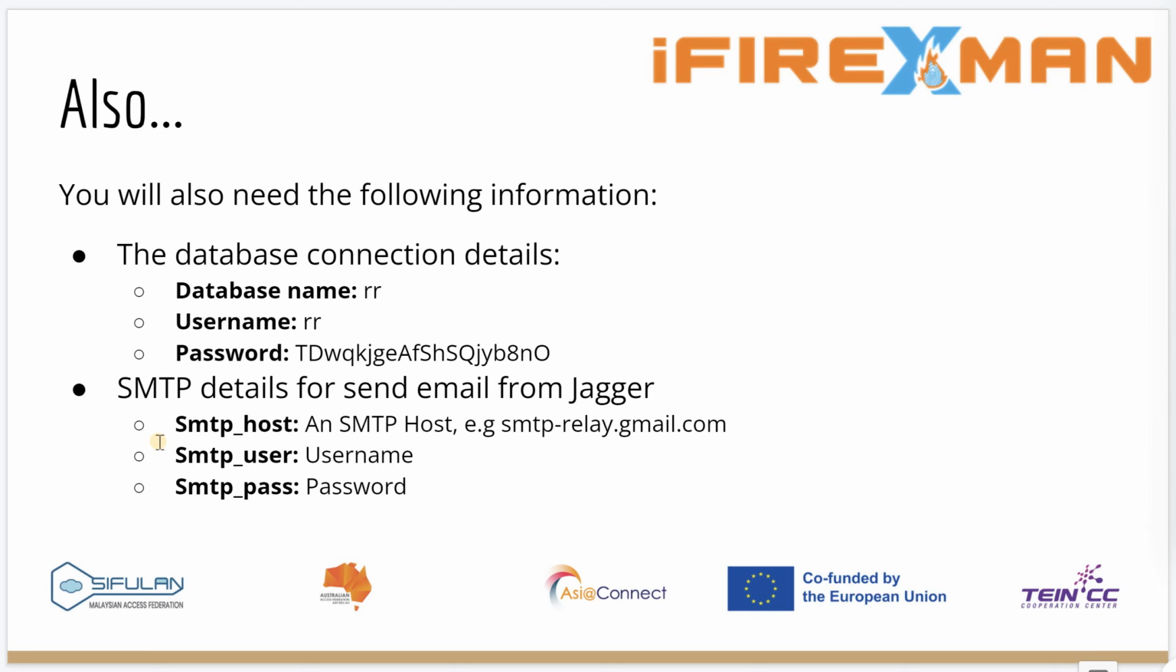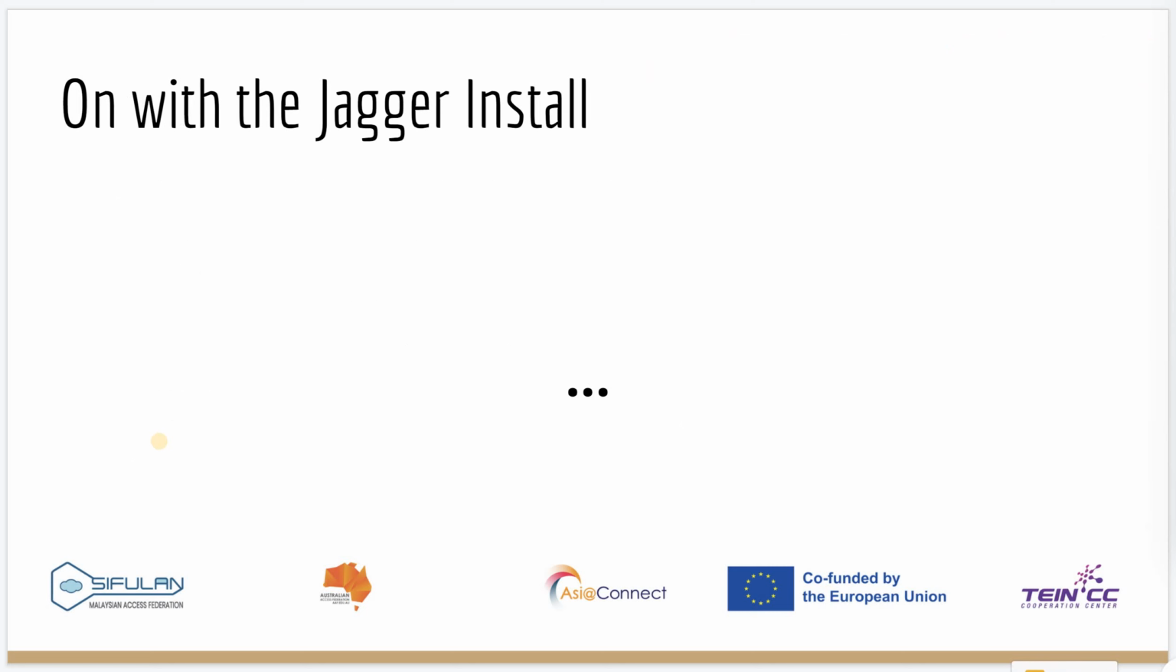The database connection details that were set up when we created our MariaDB. For me, the database name is RR, the username is RR as well, and the password is that. You'll also need some SMTP details for sending email from Jagger. I'll be using smtp-relay.gmail.com and have a username and password for that. You'll need to determine what your own SMTP gateway will be, and the username and password for sending email from Jagger. So, on with the install.